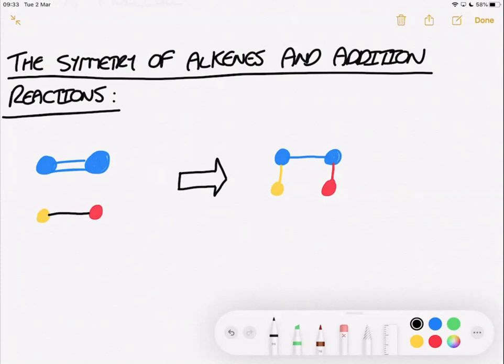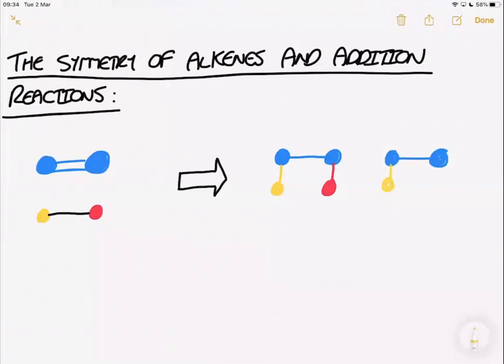Okay, so the first thing to point out is it makes no difference which atom the yellow blob is attached to and which one the red blob is attached to. Because if we take our model of ethene and we draw it the other way around, we've not created something new. All we've done is horizontally invert it. We've swapped it on the horizontal axis. That will be the same molecule.